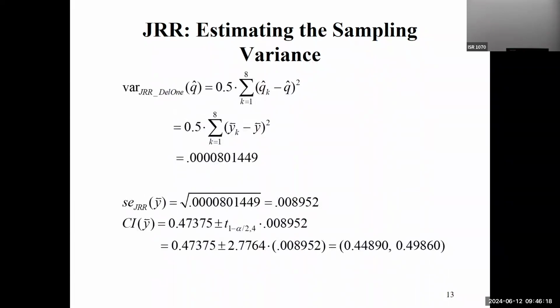Remember that we have to take the standard error. We have to take the square root to get the standard error. So here's that operation. Then we can form a confidence interval: full sample estimate plus or minus that critical t-value given 4 degrees of freedom times the jackknife standard error. And that's what the software is doing in the background.